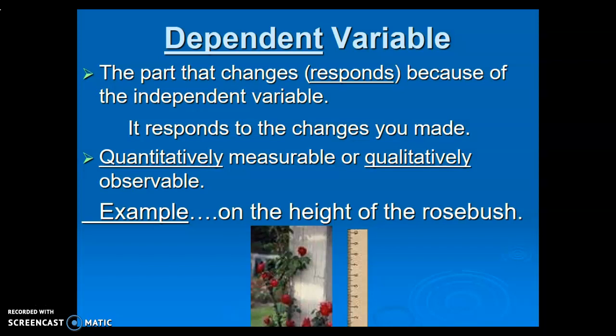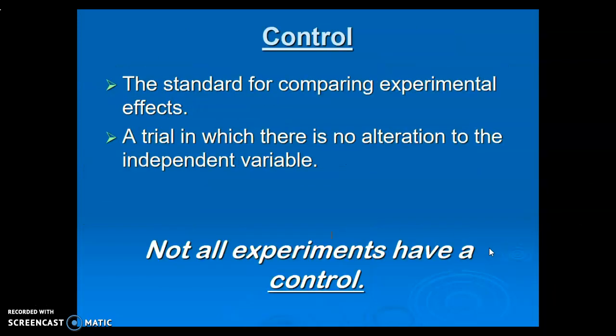Our DV is our dependent variable. Now that's the thing that changes in response to the independent variable. You may also see this written as responding variable from time to time. So these changes are something that are measurable quantitatively, meaning we can measure its numbers, or it's qualitatively observable. So in our example, our dependent variable here is the height of the rose bush, and that's responding to the amount of sunlight that it's receiving.